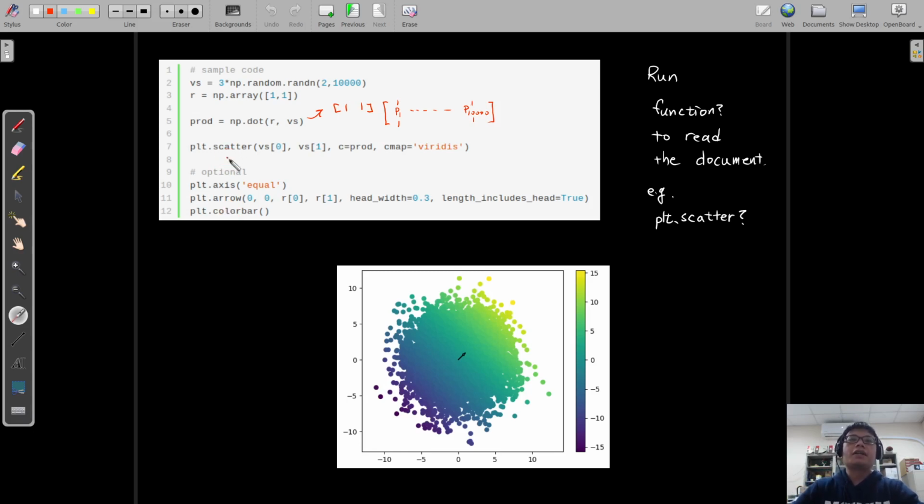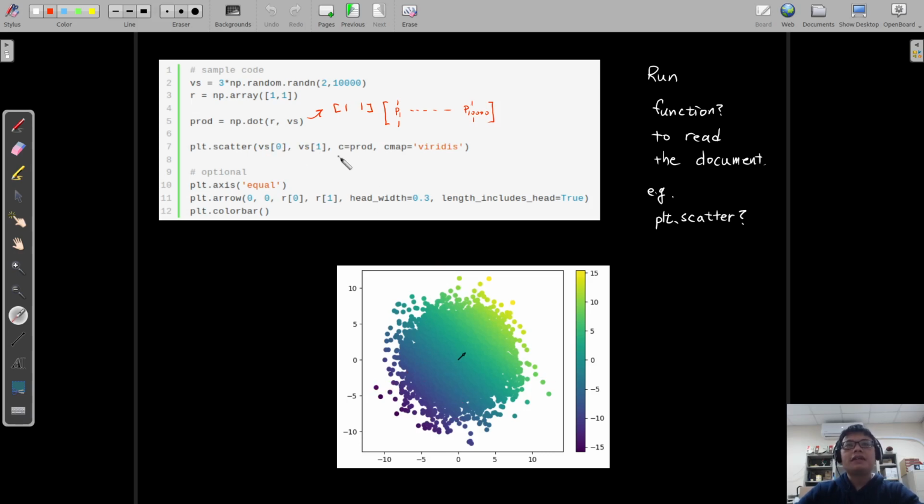Now you have seen several functions here. The scatter function is the plotting function, and here vs0 and vs1 represent the rows of the vs matrix, the first row and second row. In this place we will put all the x coordinates, and this will put the 10,000 y coordinates, and then this will plot 10,000 points here.